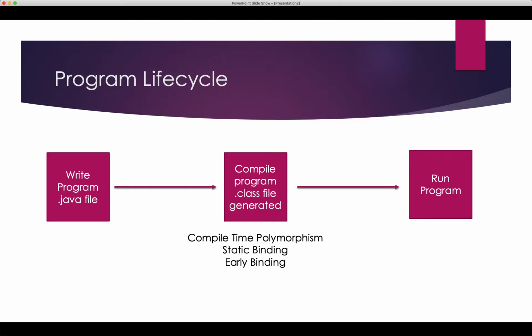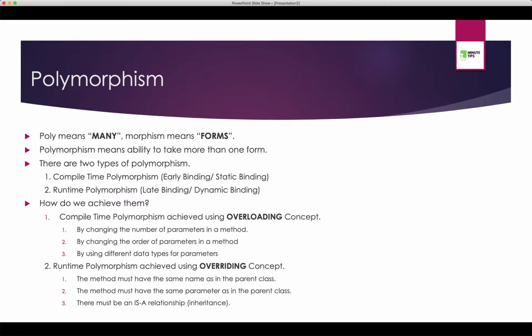The polymorphism that happens at compile time, we call it compile time polymorphism, static binding and early binding. The polymorphism that happens at runtime, we call it runtime polymorphism, also named as dynamic binding and late binding. So this is the definition that we saw previously. We know that compile time polymorphism is achieved using the overloading concept, and runtime polymorphism is achieved using the overriding concept.